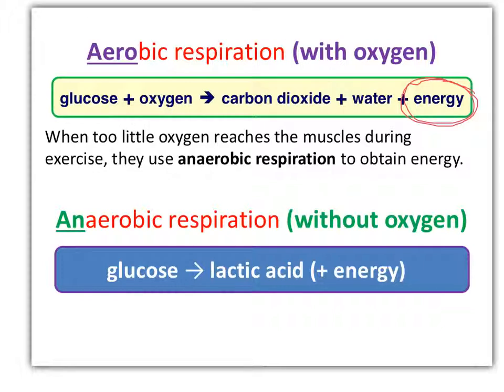Now, in a particular situation, such as sprinting or strenuous activity, we can't get enough oxygen to our muscles so they can perform aerobic respiration. Our body still needs to obtain energy, so therefore it performs a different type of respiration called anaerobic respiration. Now, anaerobic respiration is without oxygen. If you look at this equation, it's different. So you can see glucose, no oxygen, is used to create energy.